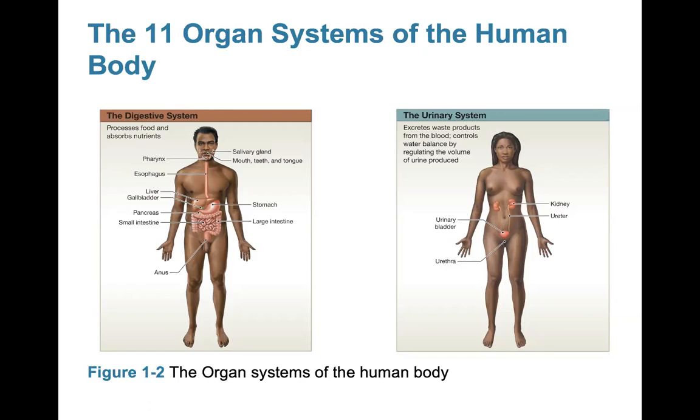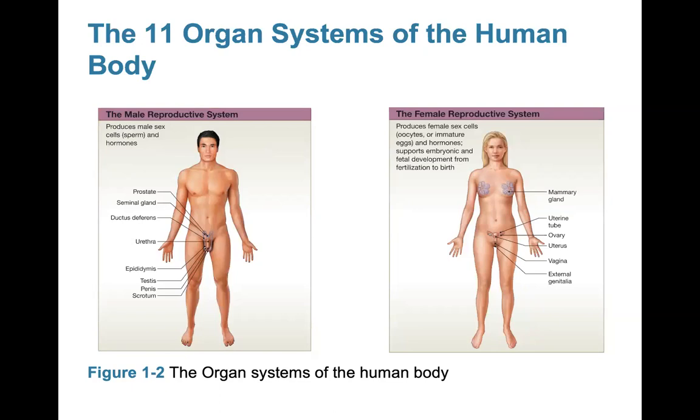The urinary system excretes waste products from the blood. It controls water balance by regulating the volume of urine that's actually produced. And this will include the kidneys, your ureters, your bladder, and finally the urethra.